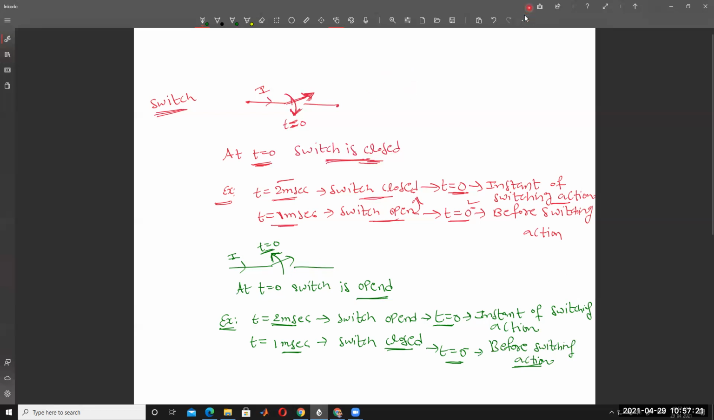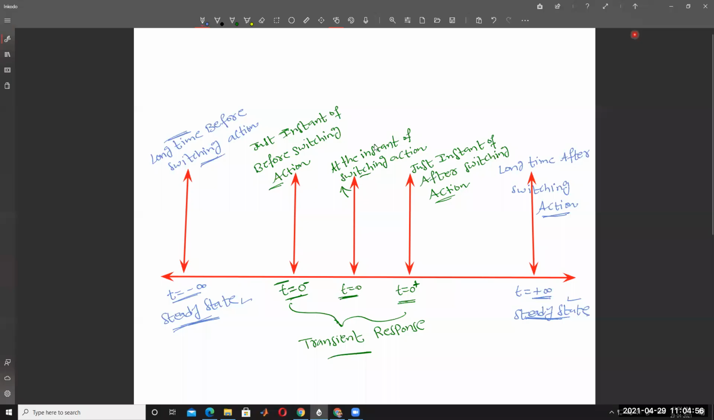Coming to the switching action concept: long time before switching action, long time after switching action. At t is equal to minus infinity is called long time before switching action. At t is equal to plus infinity is called long time after switching action. This is called the steady state response after switching action. This is called the steady state response before switching action. And this is called the transient response. T is equal to 0 is the instant of switching action, where the switch may be closed or open.